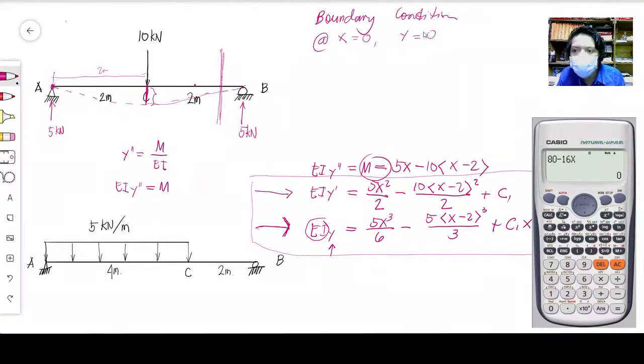Right? Where else is y 0? Of course, at the other support. What's the value of x at the other support? At x is equal to 4, since that is a support, it will not deflect because supports are considered rigid. Your y is also equal to 0. We have two boundary conditions and that is enough to solve for the value of C1 and C2.